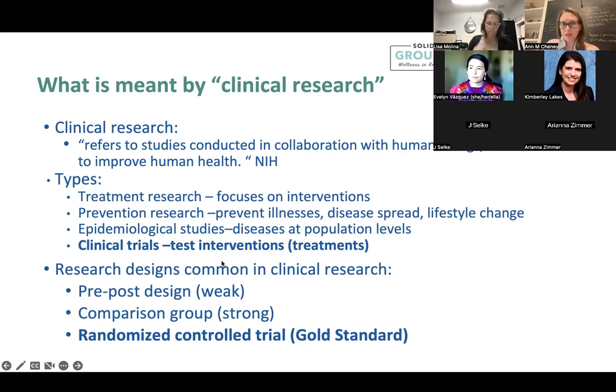Okay, questions on clinical research or any of the types of clinical research that I've shared or the different kinds of designs?